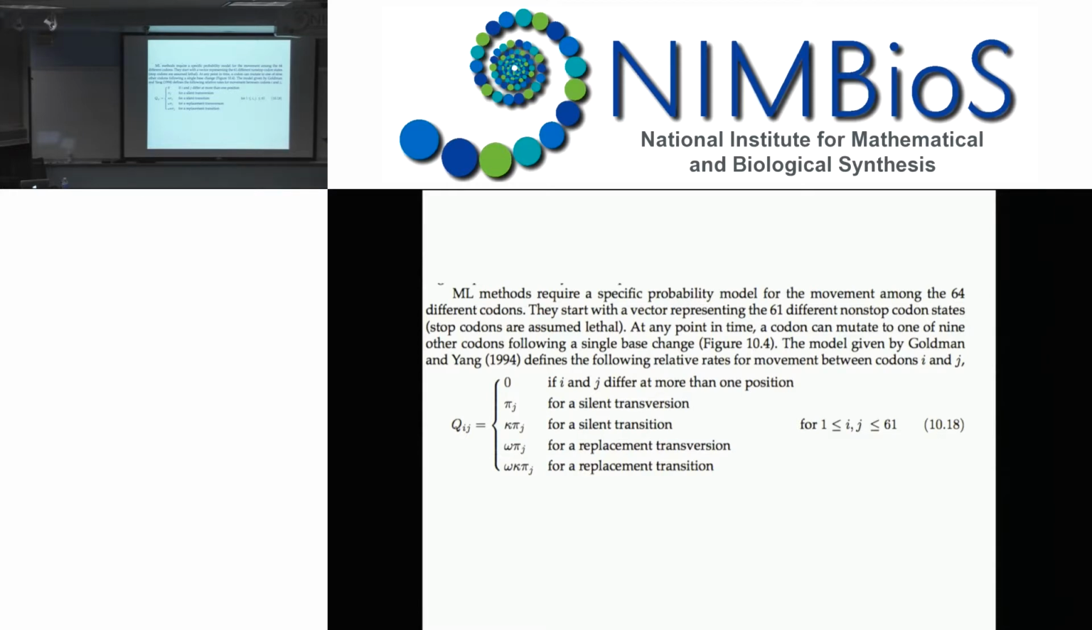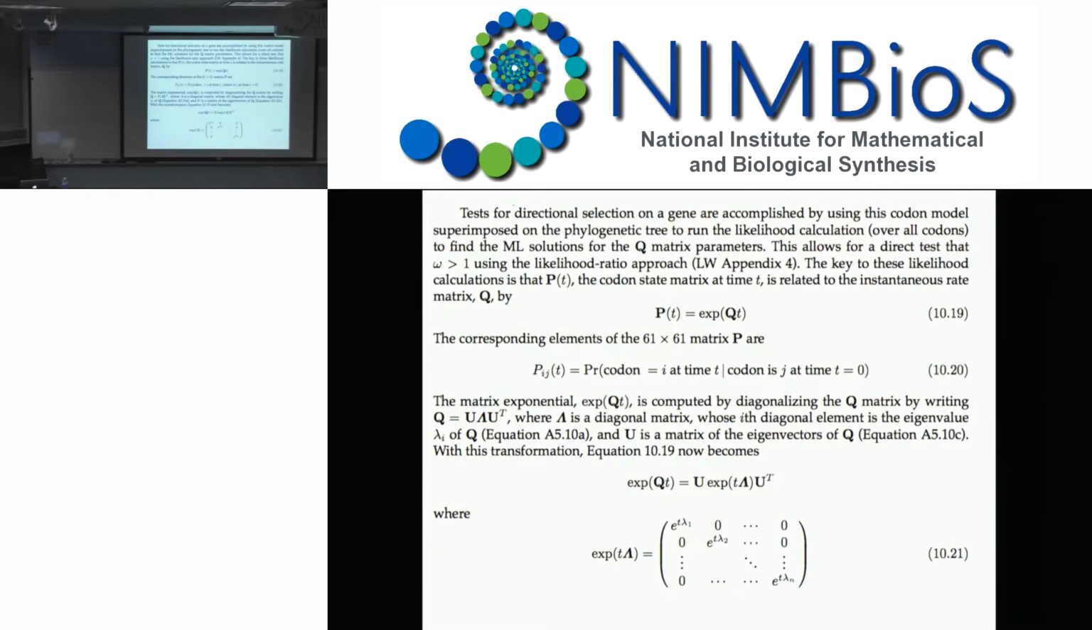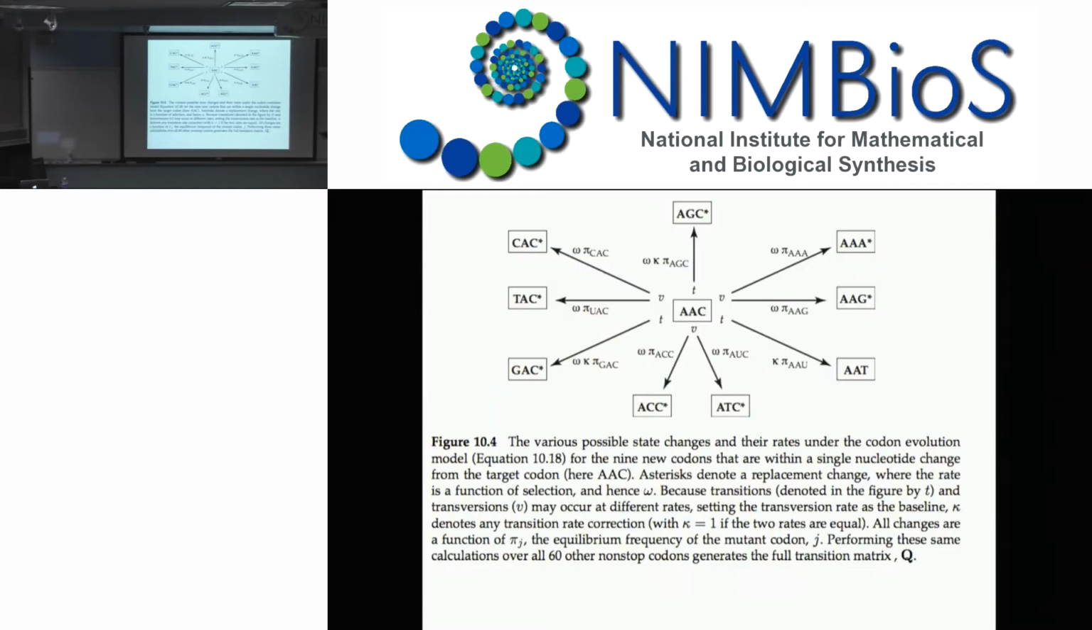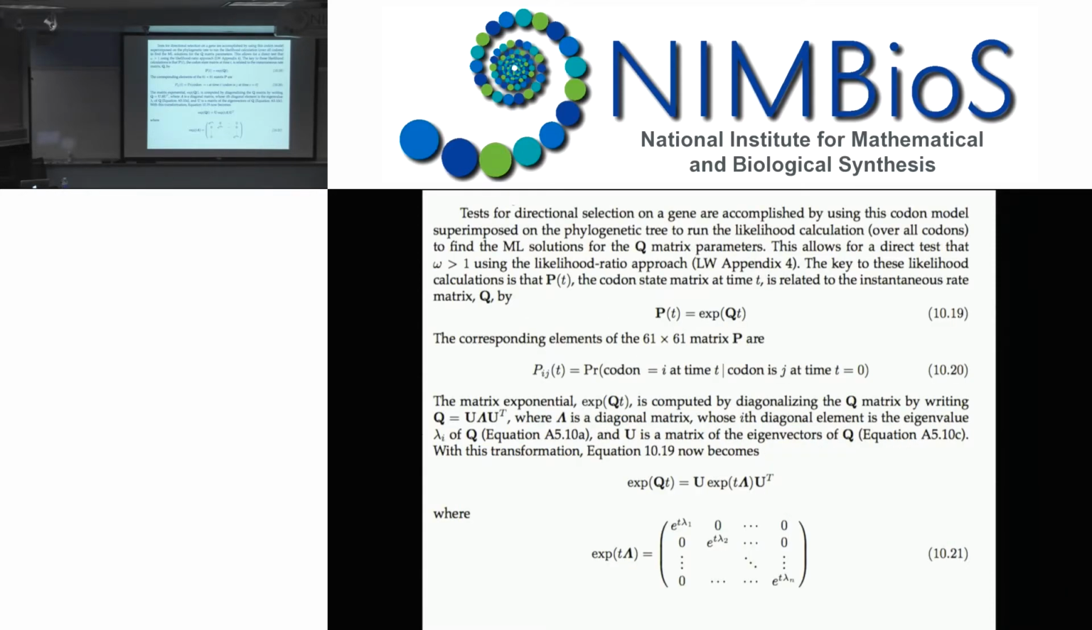Goldman and Muse, Spencer Muse, and then Goldman and Yang were the people that put these together. And in those models, you have this giant 61 by 61 transition matrix Q, where I label each of these codons by a number. For example, suppose that's codon 4, that's codon 6. There's the value in this matrix.